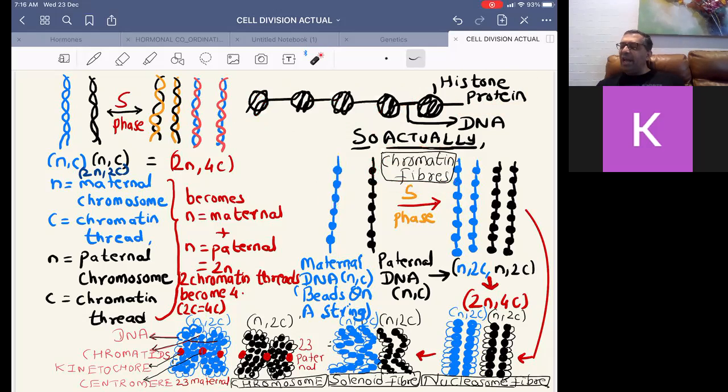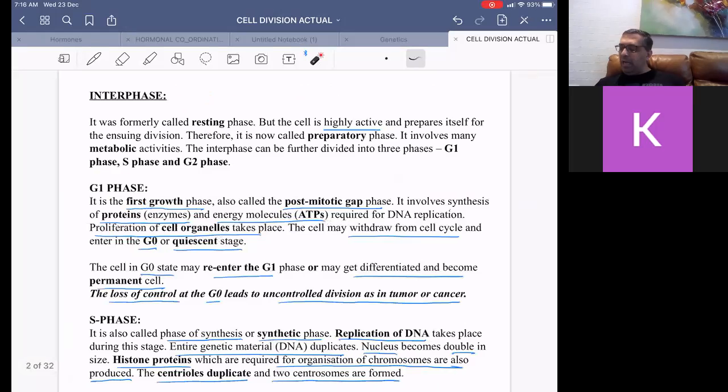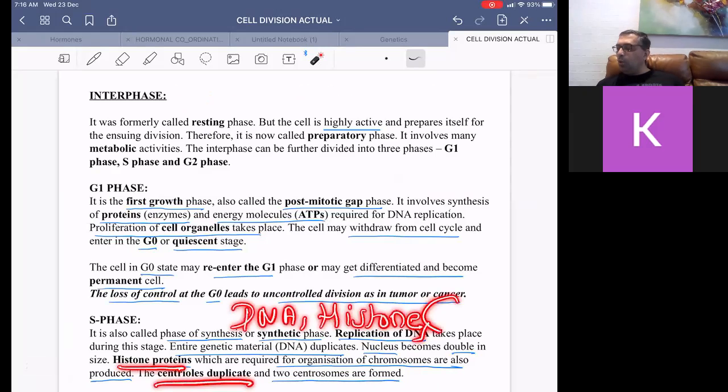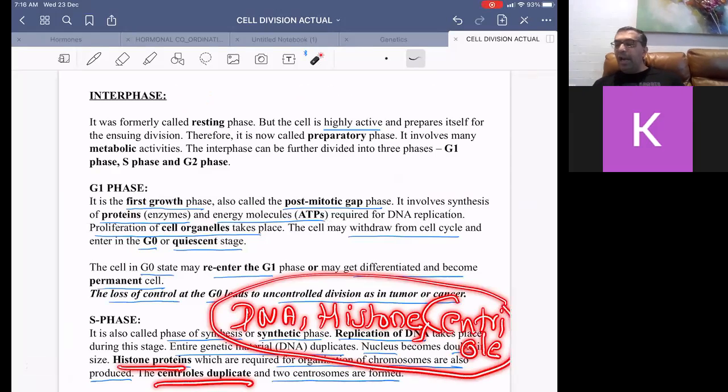So histone proteins also multiply in the S phase. So DNA multiplies and histone proteins multiply. Along with the histone proteins, the centrioles duplicate. तो तीन चीजें होती है. सेंट्रियोल बनता है. DNA, histone and centrioles.